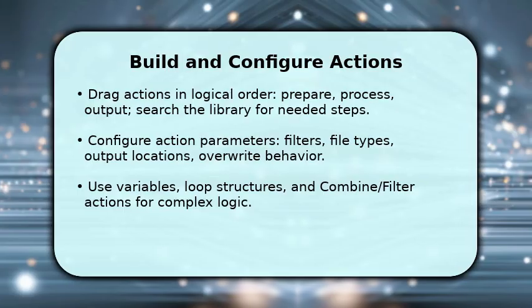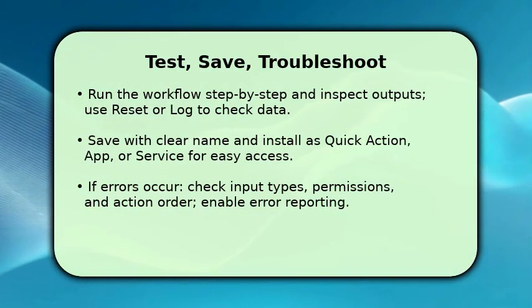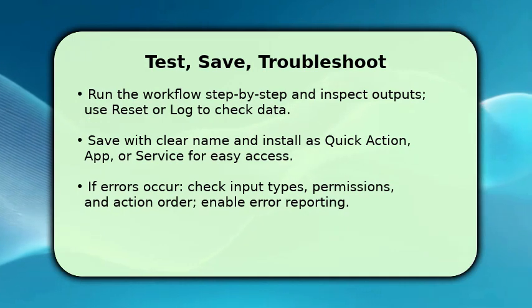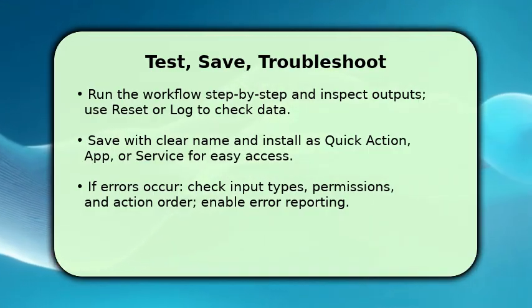Finish by running the workflow end-to-end and observing the output so you confirm every action behaved as expected. You should save with a clear name and export it as the appropriate type: Quick Action for contextual use or Application to run independently. Make sure to grant Finder or app permissions if prompts appear.